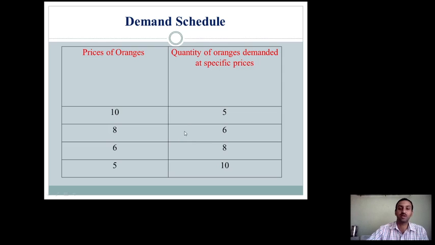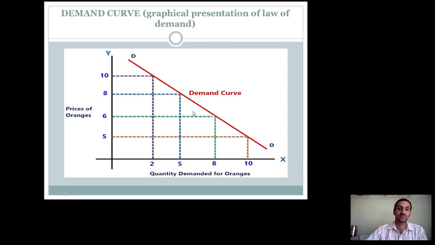Now the same demand schedule we will plot on a demand curve. When we plot this demand curve, we can see that the prices are plotted on the y-axis, that is, the price of orange, and the x-axis shows the quantity demanded for orange.